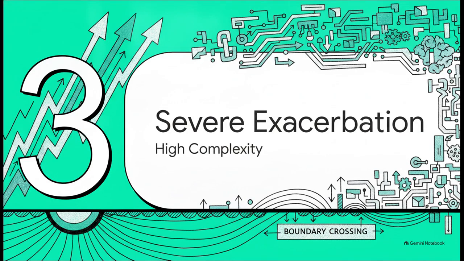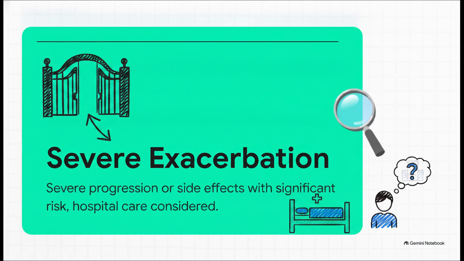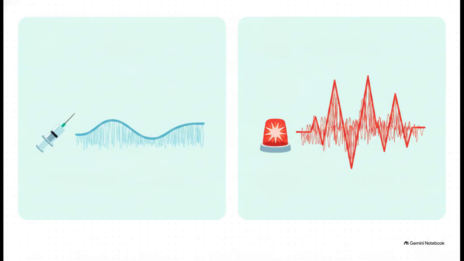All right, let's cross the boundary into Section 3, high complexity and severe exacerbations. This is where the clinical decision-making shifts completely. We are no longer just dealing with a routine medication adjustment. The word severe is the ultimate gatekeeper to this category. It has to be explicitly tied to a significant risk of morbidity, and crucially, the active consideration or actual requirement of hospitalization. Honestly, if the provider isn't actively thinking about a hospital bed, you are probably not looking at a high-complexity, severe exacerbation.